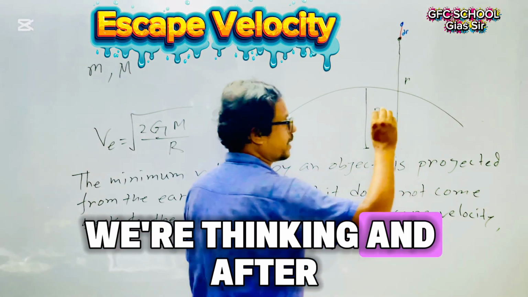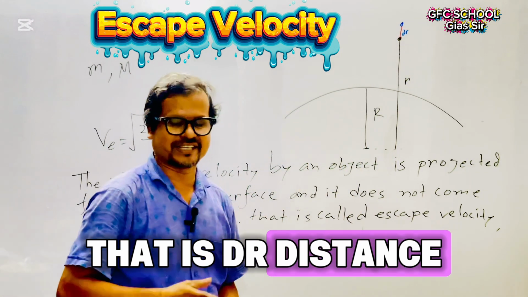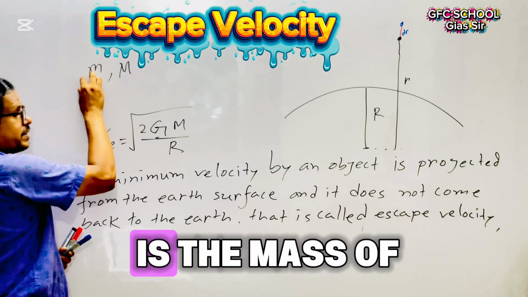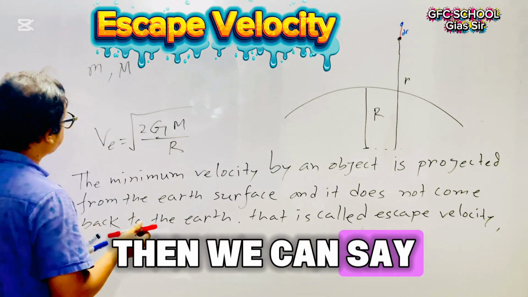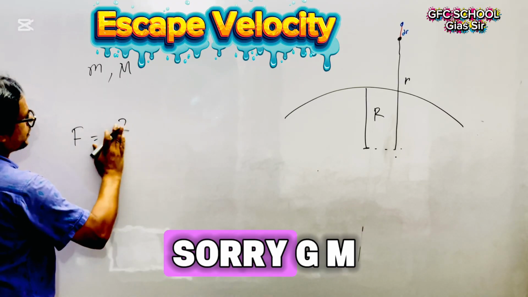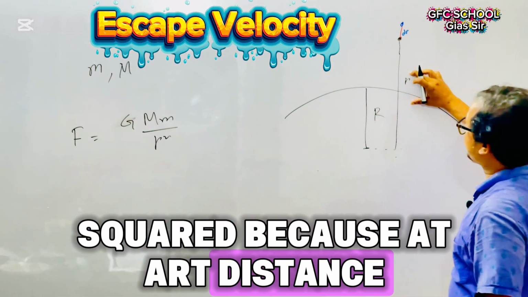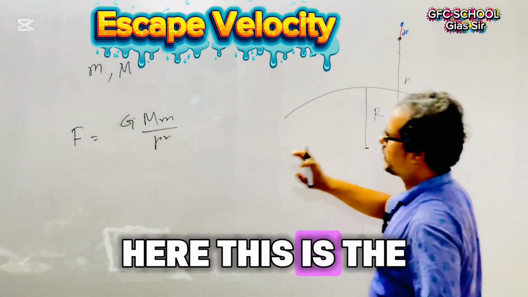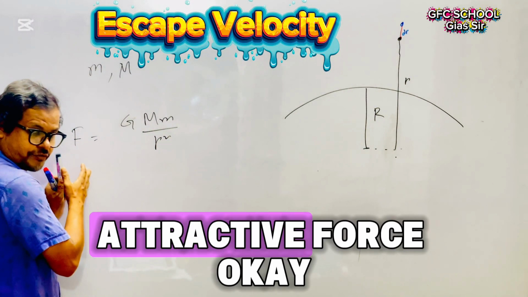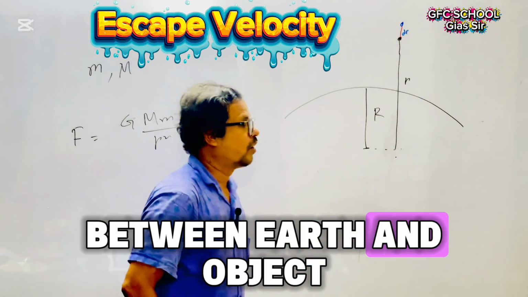We are just thinking that after a certain time we want to displace the object from this point to this point, that is the distance dr. So guys, here the mass of the earth is capital M and small m is the mass of the object. Then we can say the gravitational force between small m and capital M is GMm upon r squared, because at r distance the object remains. This is the force between earth and the object. It's an attractive force.